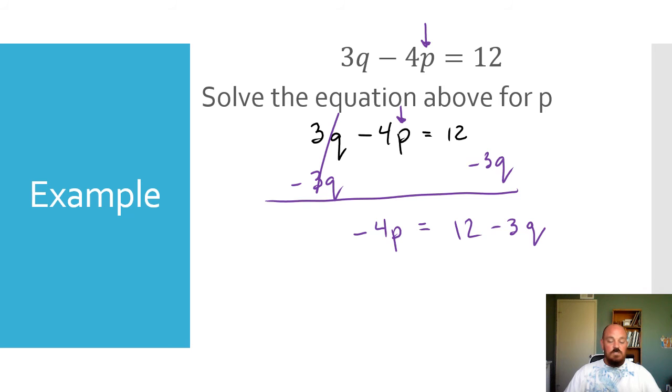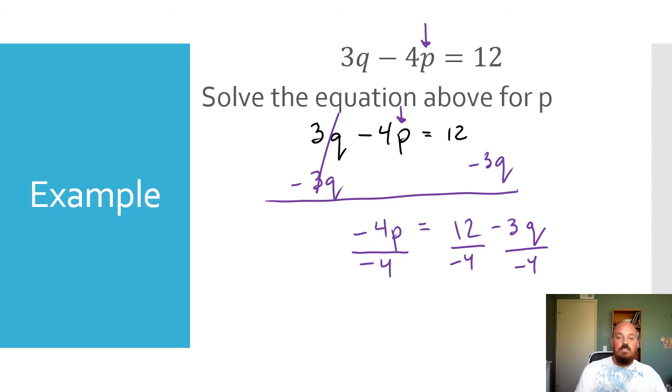Okay, almost done. One step left to finish solving for p. I need to get rid of the negative 4. Negative 4p is multiplying, meaning negative 4 times p. So to get rid of it, I'm going to divide by negative 4, and I'm going to divide both sides. What I like to do is divide each piece by negative 4 separately.